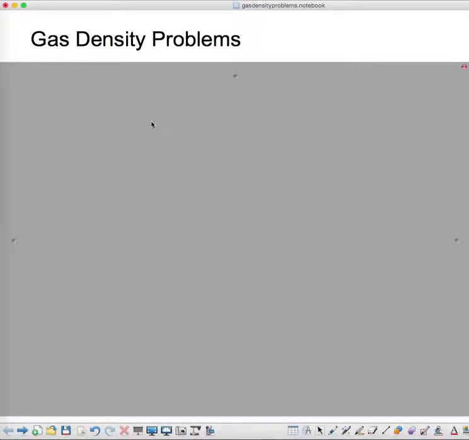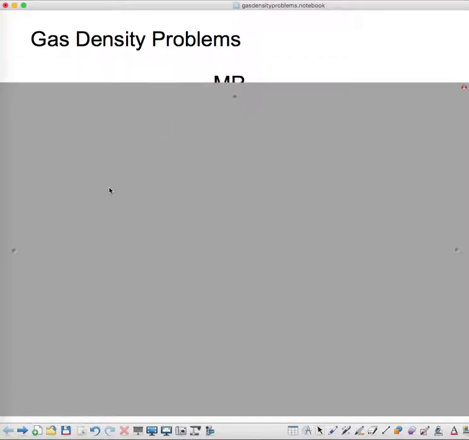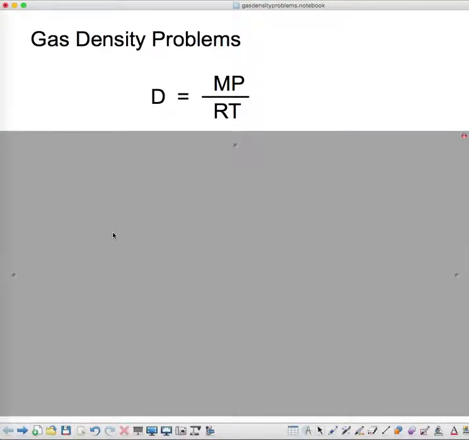Hello! The purpose of this video is to review how to solve problems that involve the densities of gases. You'll recall in class that we derived an expression that tells how the density of a gas is related to other measurable properties, and that expression is d equals mp over RT, where d represents the density of the gas in grams per liter, m represents the molar mass of the gas in grams per mole, p represents the pressure in atmospheres, T represents the temperature, and R, of course, is our friend the gas constant.